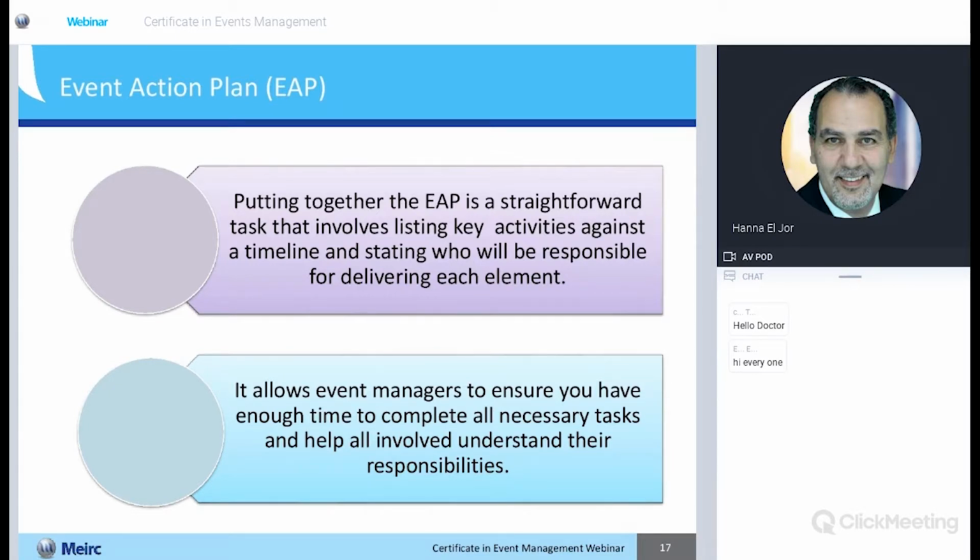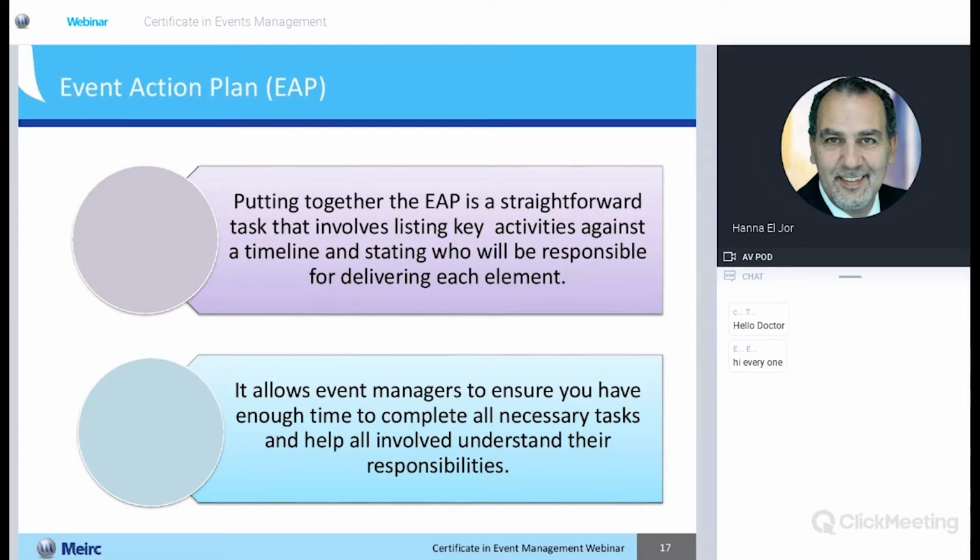Once again, you can make it similar to a Gantt chart, okay? It is an event action plan, and we list those activities against a timeline, and we also list who is going to be responsible for delivering each of those tasks or each of those key activities.